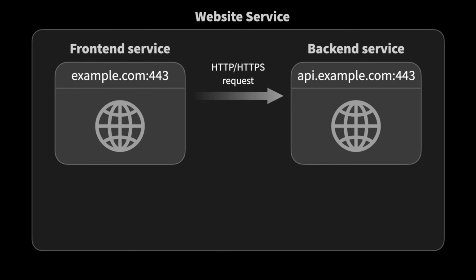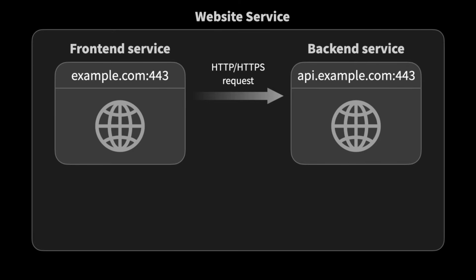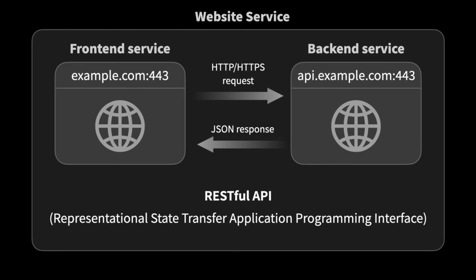From the perspective of requests, fetching data from the backend is very similar to accessing a web page. Both use HTTP or HTTPS, and the request carries information to query data. The methods of sending information are the same as we discussed before: path parameters, query parameters, and additional data. The difference is that the backend usually doesn't return full HTML. Instead, it sends structured data, most commonly in JSON format. The frontend can then parse and process the JSON and render it into a page. This kind of service, which returns specific data over HTTP or HTTPS, is generally called a RESTful API.